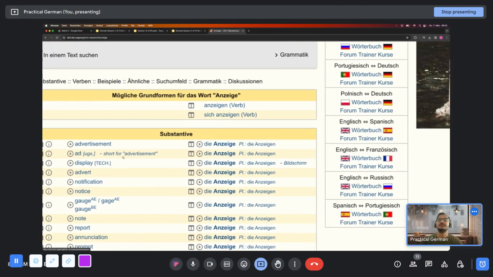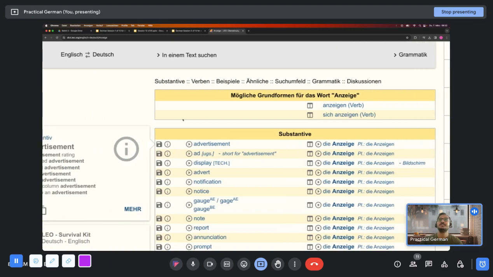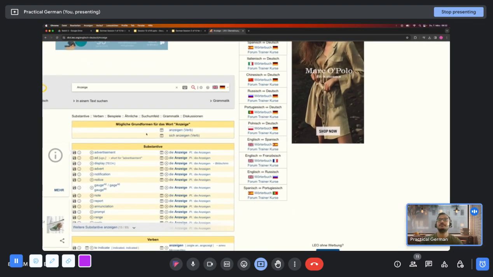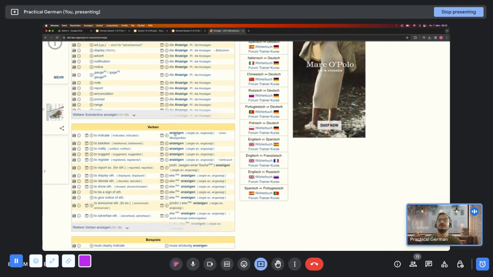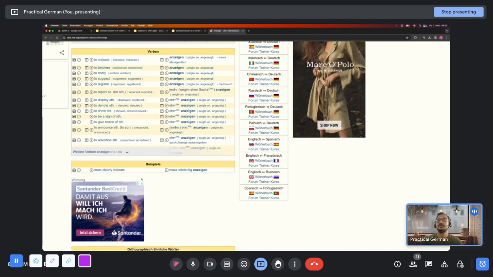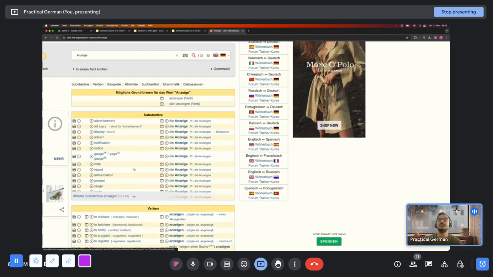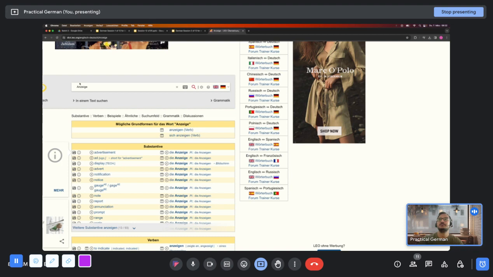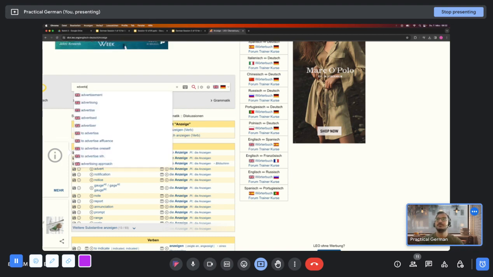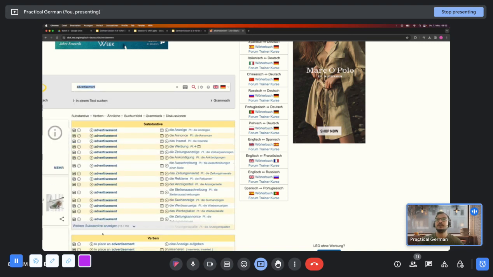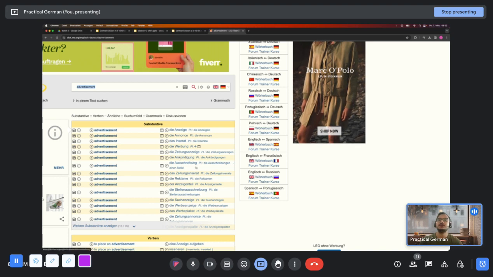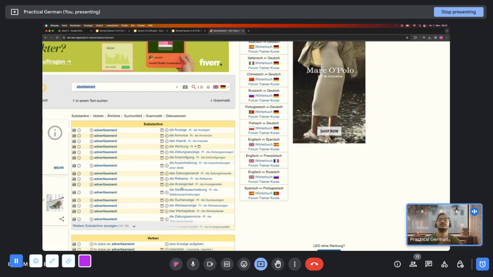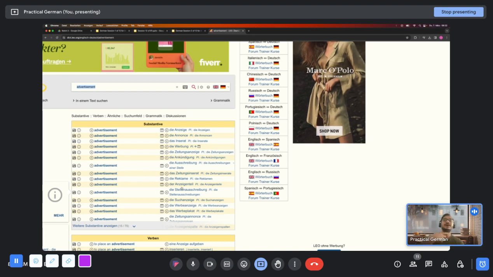Anzeige is an advertisement. The moment I only gave Anzeige in this box, it gave me verbs and some other things. Now, if you want to learn synonyms, instead of Anzeige, you write advertisement over here. Now you will see different things: Anzeige, Inserat, Werbung, Ankündigung, Ausschreibung, Reklame. You don't have to know everything, but this is what you have to do.